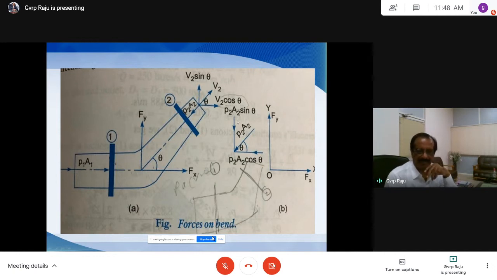So now we have Fy here, and the other force P2A2, because it is acting at an angle theta, we can have in addition to the horizontal force, also a vertical component. So this is P2A2 sin theta. But if you see here, this is acting downwards. So P1A1 is 0. For Fy, the sign convention you are taking is positive in the upward direction. So Fy minus P2A2 sin theta.